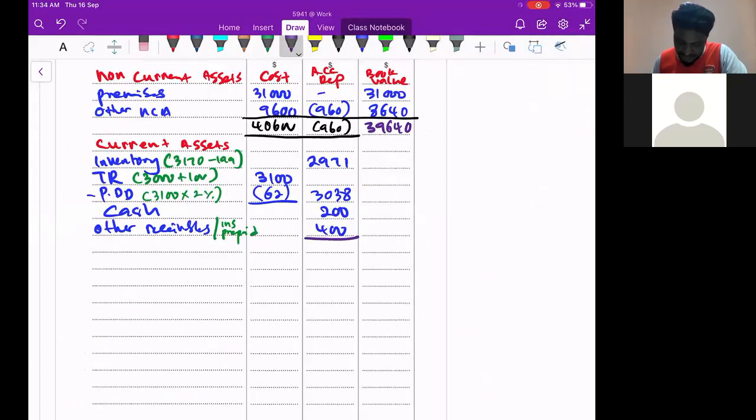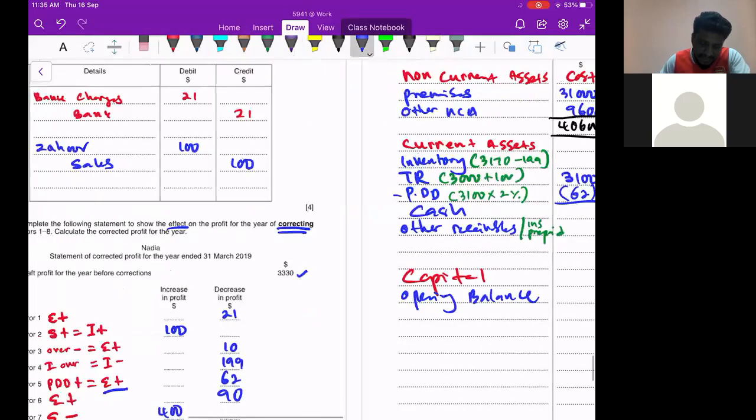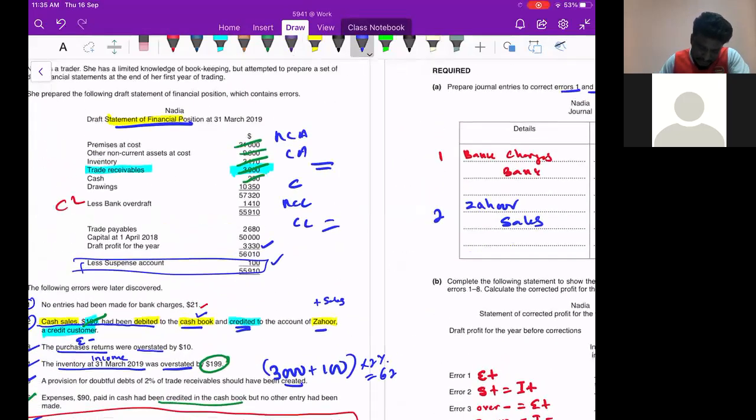Okay, we total up this. 2971 plus 3038 plus 200 plus 400, I get 6609. 6609 plus 39640, I get a total of 46249. Double line. After that, we have the capital. Capital we start with the opening balance, and your opening balance will be how much? Yeah, it's here. 50,000.